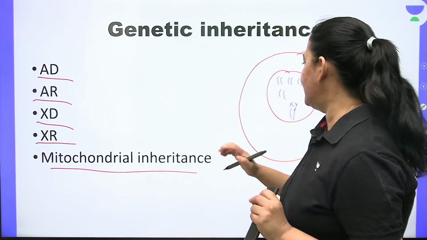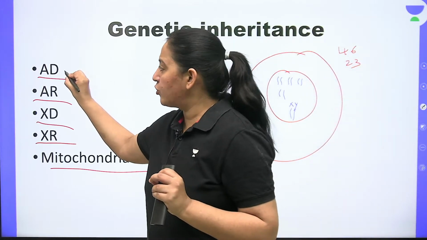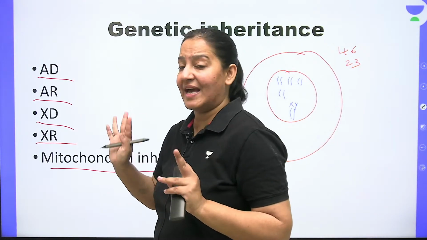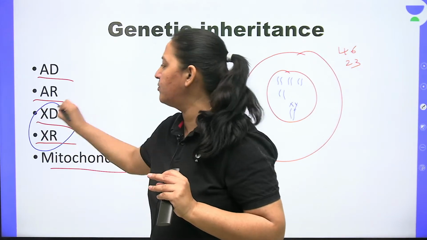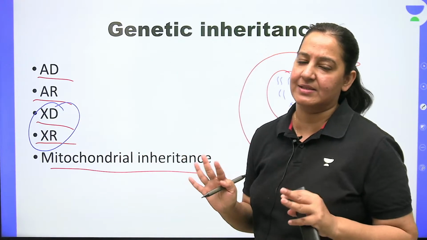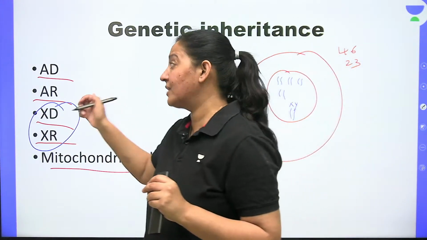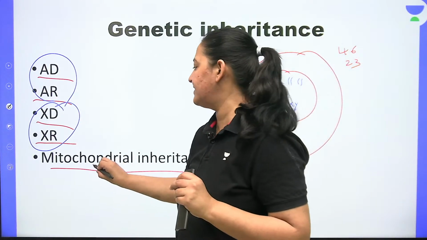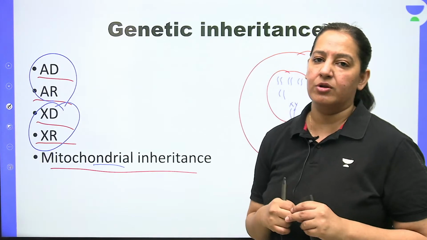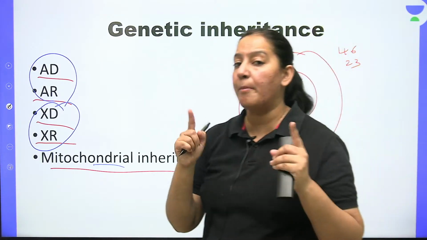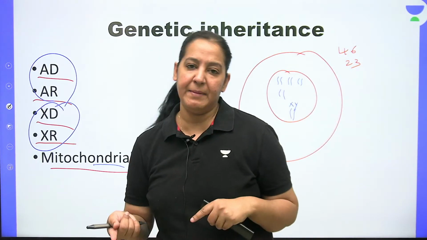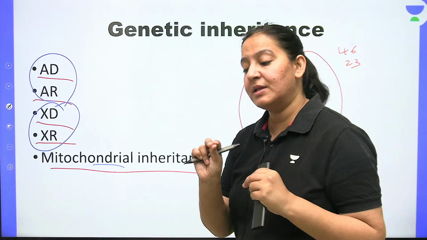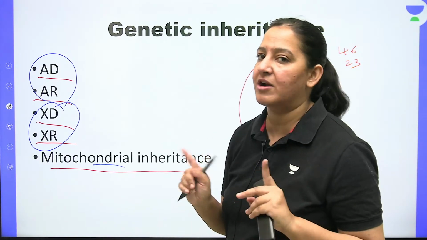So if the inheritance occurs in sex chromosomes, it is X-linked dominant and X-linked recessive. And if it is not occurring in sex chromosomes, but in other chromosomes, it is autosomal dominant and recessive. What is mitochondrial inheritance? The disease is transmitted from mother to children. By children, I mean both son and daughter. So only mother can transmit the disease. Father cannot transmit the disease.